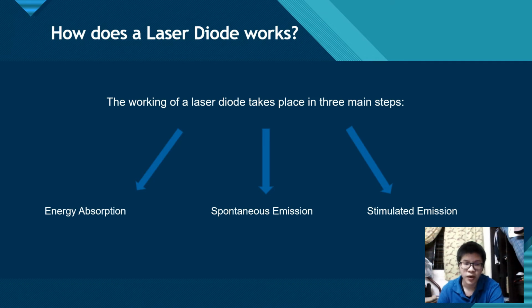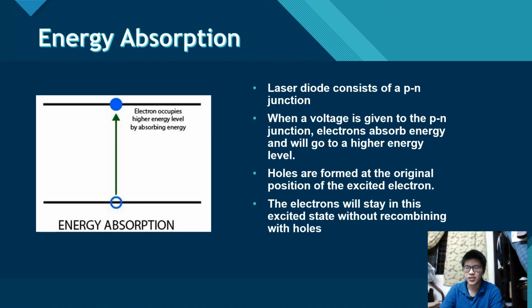How does a laser diode work? Basically, the working of a laser diode takes place in three main steps, which are energy absorption, spontaneous emission, and stimulated emission. A laser diode consists of a p-n junction where holes and electrons exist, which means a hole is the absence of an electron.